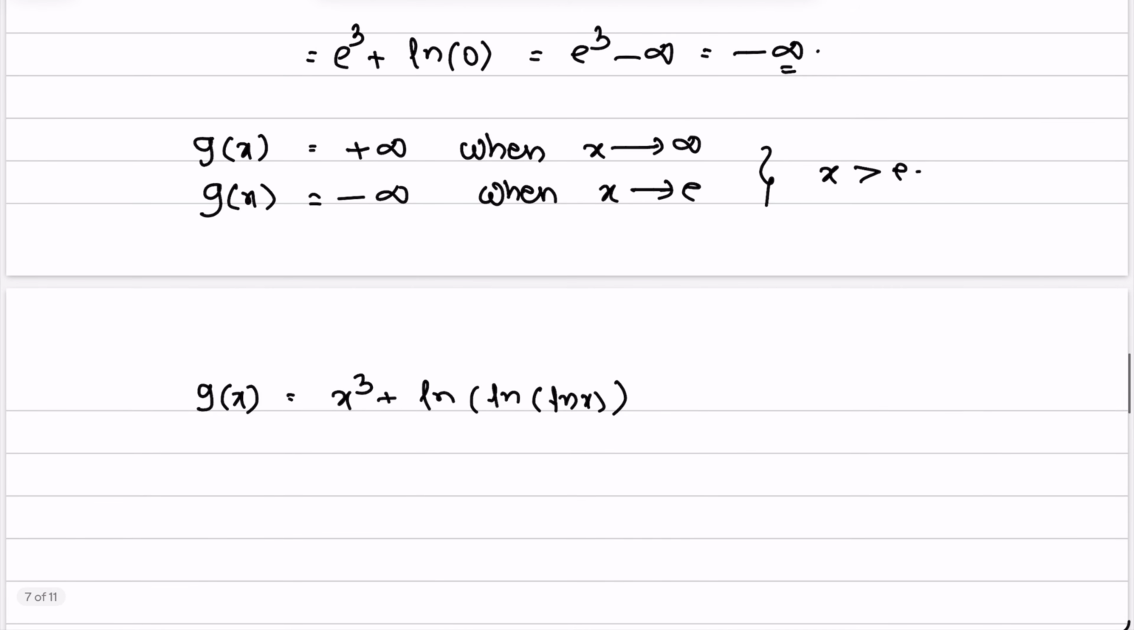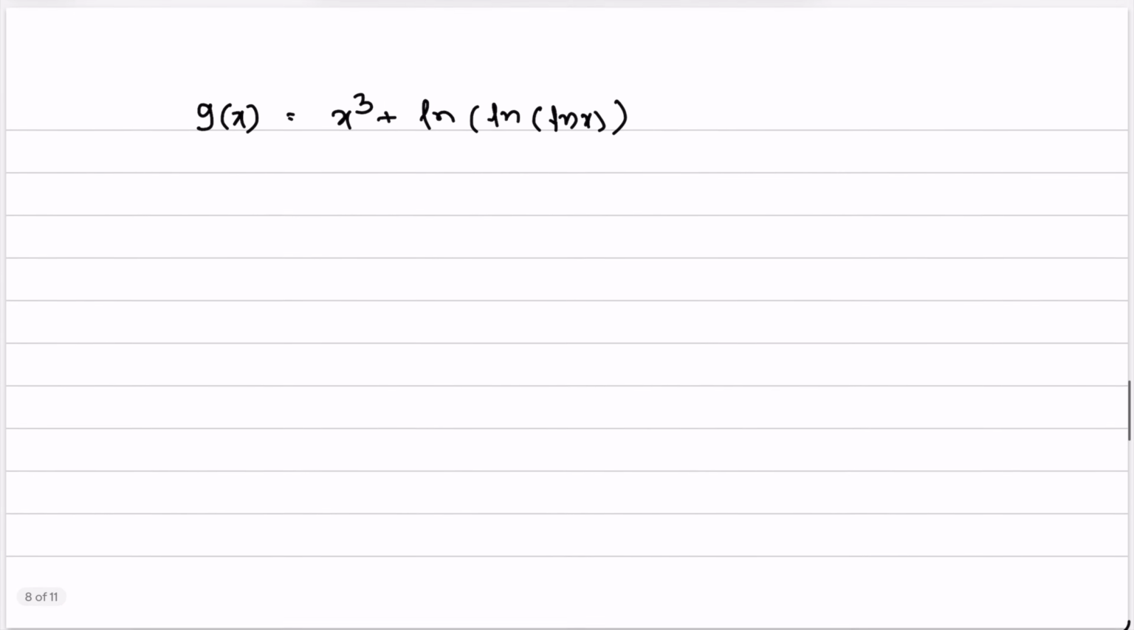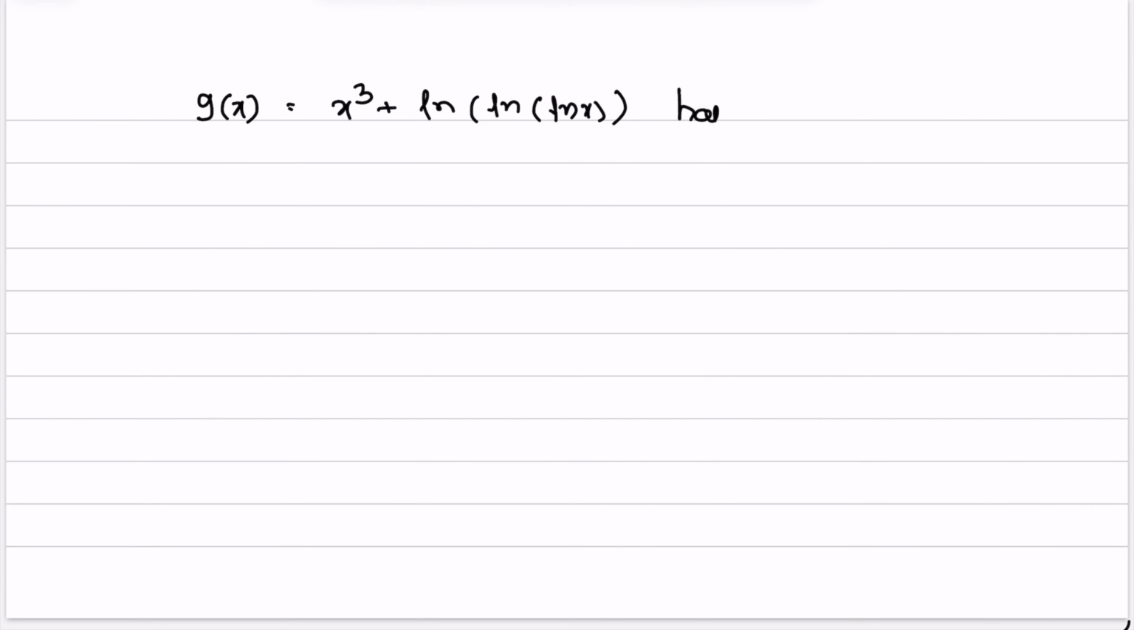That means g(x), that is x cube plus ln of ln x, because here there is a sign change, has a root in x greater than e up to infinity.